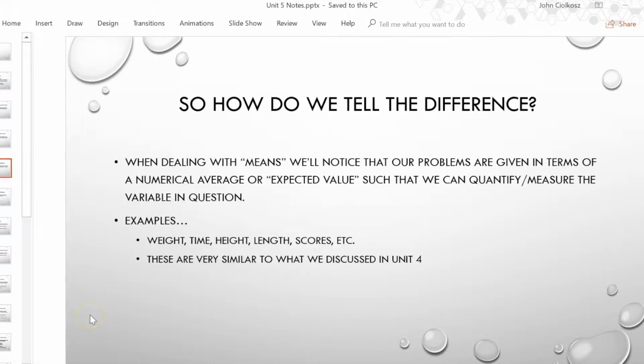Okay, so how do we tell the difference? When we're working with means, the key idea here is that it's something we can quantify and measure. It's similar to what we've seen before. So some common examples of wording when we deal with a means problem is we're talking about things like weight, time, height, length, test scores, whatever it may be. It's really similar to what we discussed in Unit 4 and a lot of first semester dealing with that quantitative type data where it makes sense to add them together, divide, and we could find the mean there. The key idea here is that it's a literal number. It's not a chunk or a percentage.